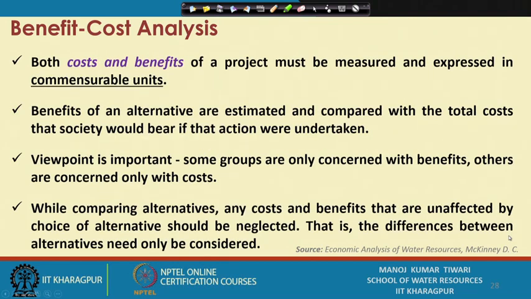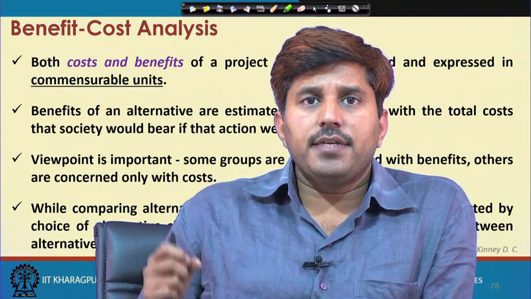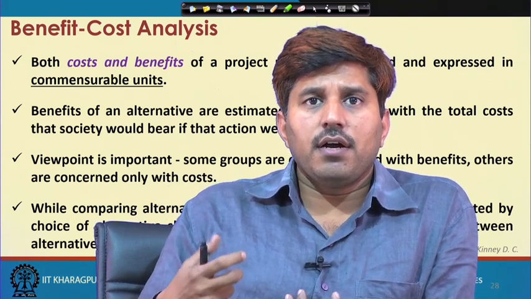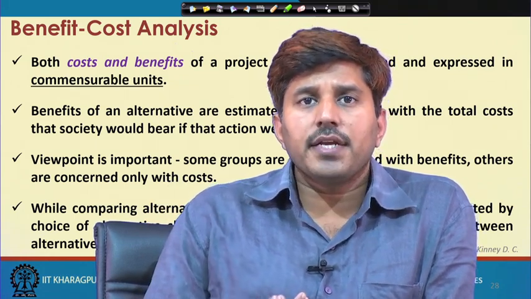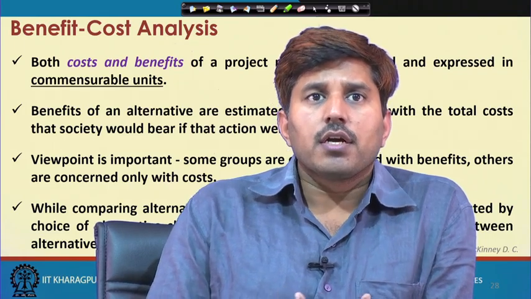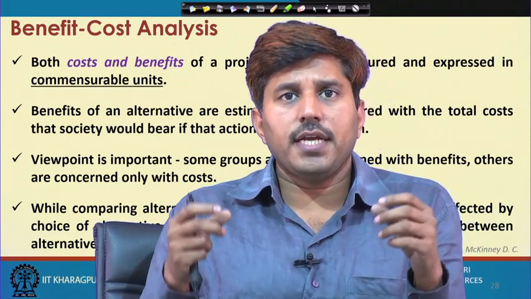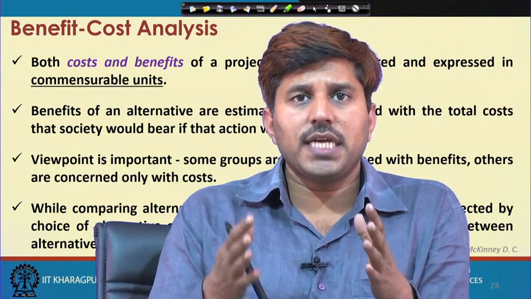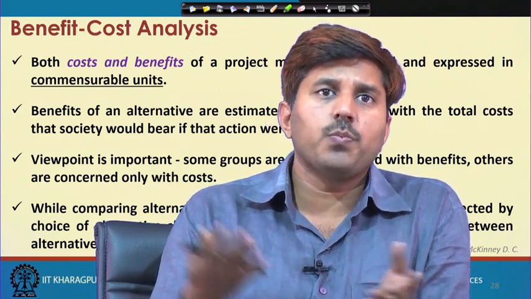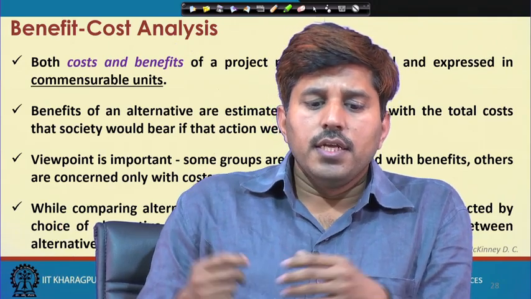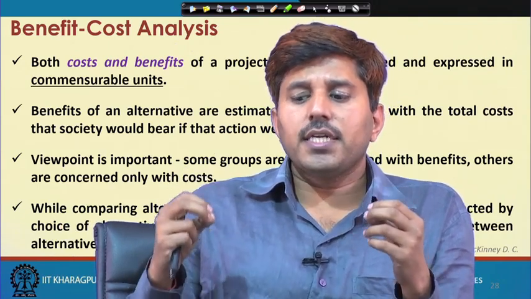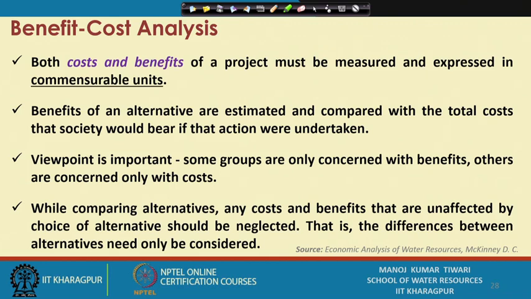Now, both the benefits as well as the costs of a project must be measured and expressed in quantifiable and comparable, commensurable units, where they can be quantified precisely and compared, like in terms of rupees or dollars or pounds. The benefits of an alternative are estimated and compared with the total cost that society would bear if that action was undertaken.